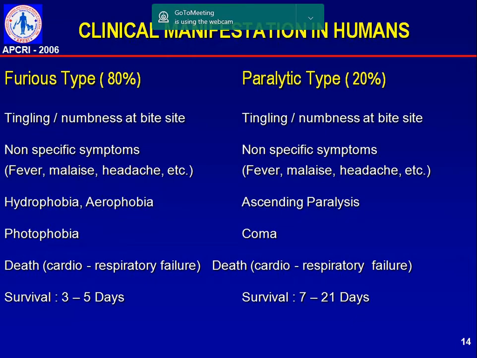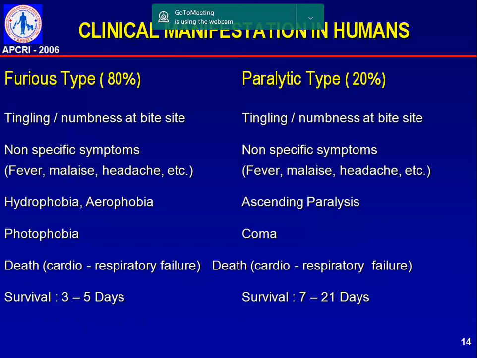If you see the clinical manifestations in humans, there is a furious type and a paralytic type. Furious type means there will be tingling and numbness at the site of the bite, and non-specific symptoms like fever, malaise, and headache. There is hydrophobia, aerophobia, and photophobia. That means the patient has fear of water, fear of air, and fear of light. So if the patient comes with rabies, we have to keep the patient in a dark room.